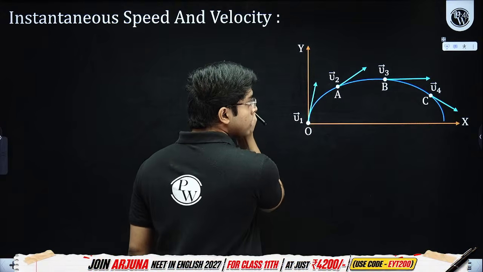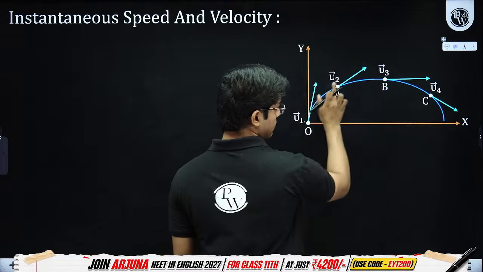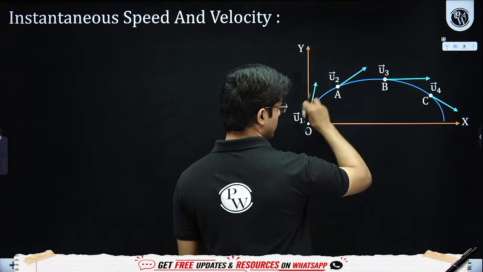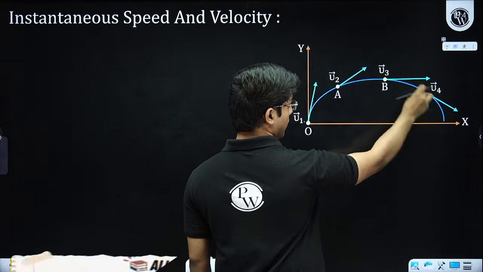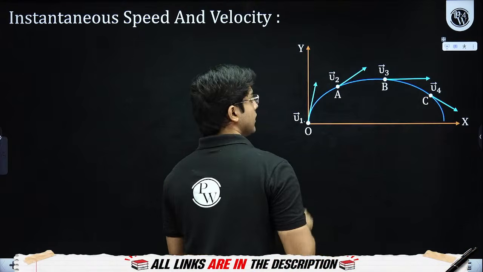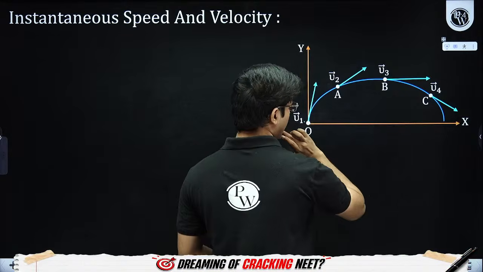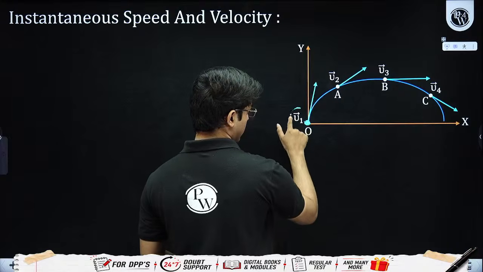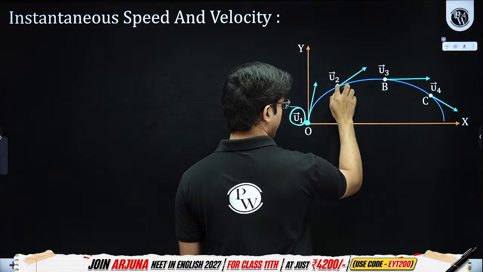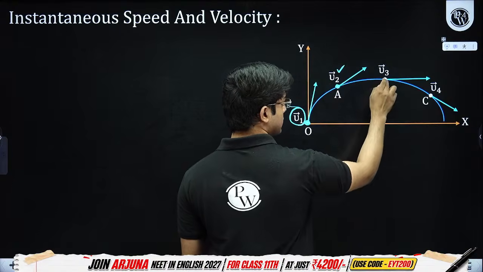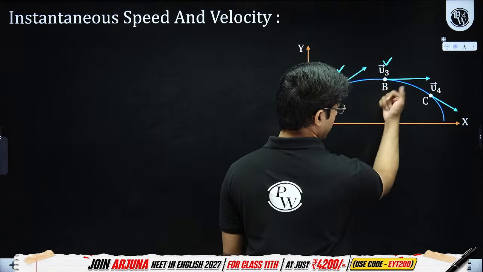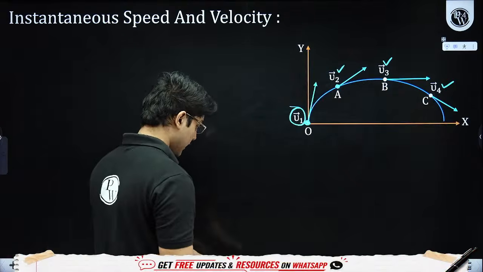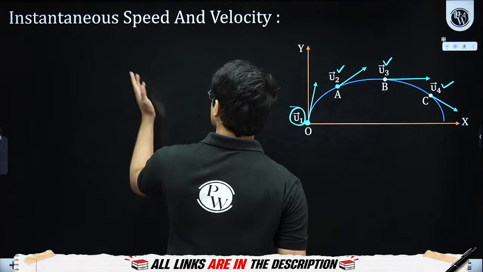The definition. So we are looking at a journey starting from some point O. And this blue path is the path of the particle or the object. So in this path, if I ask you what is the speed or the velocity at O, it will be v1 vector. If I ask you what is the speed at A, it will be v2 vector. Speed at B will be v3 or u3. Speed at C will be u4. So speed at a specific instant is called instantaneous speed.